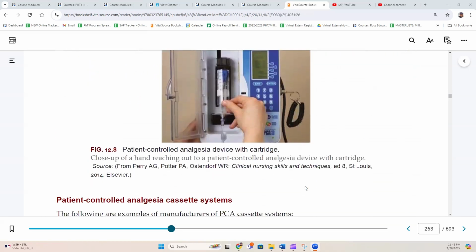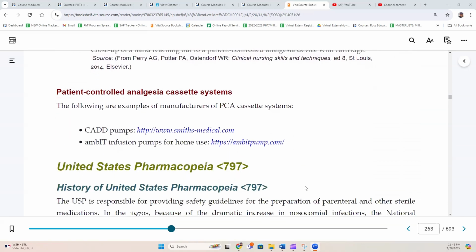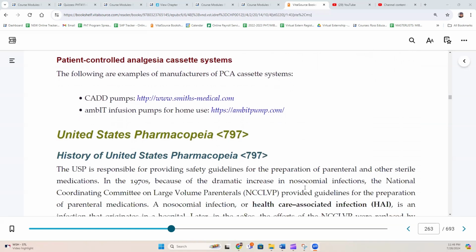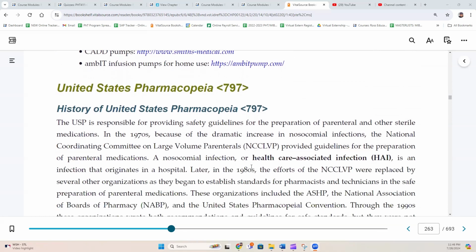So figure 12.8 shows the patient-controlled analgesia device with cartridge. And the following are examples of these PCA cassette systems, CADD pumps, and ambulatory infusion pumps for home use.